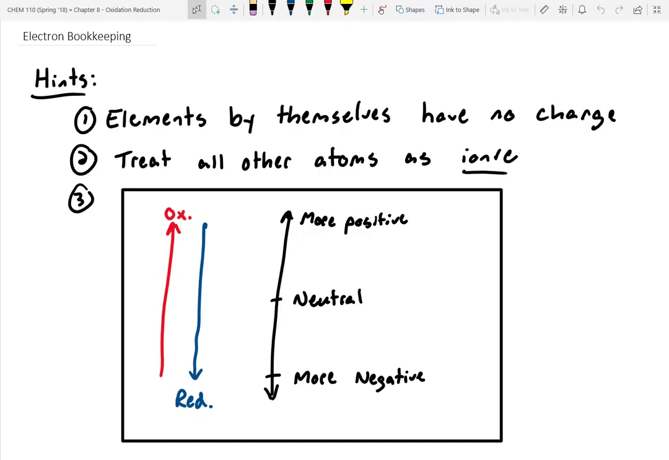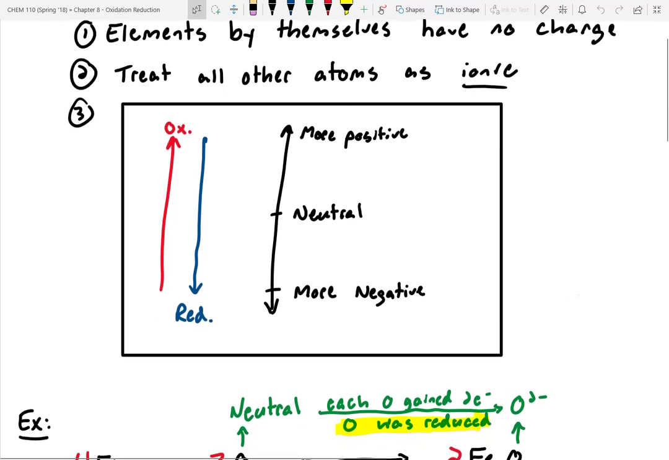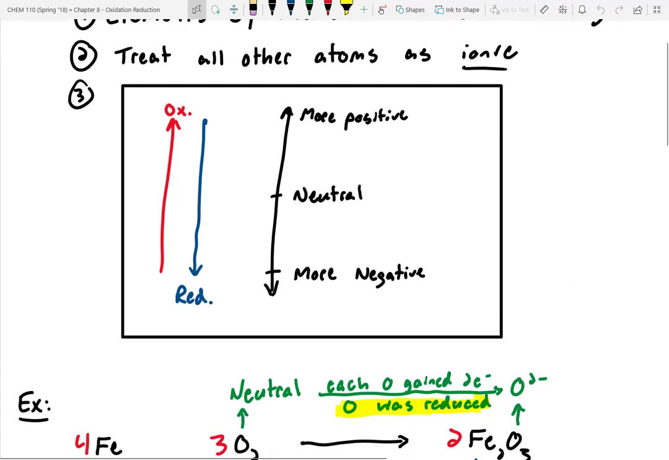All right, before we get going, let's do a little bit of review about what we talked about yesterday. I gave you a few hints when you're doing redox chemistry. The first thing is treat individual elements as neutral, including if you've got two of them. So for example, O2, we treat as a neutral atom. Any other atoms that you see, treat them as ionic. If you're going more positive, that means you're losing electrons and being oxidized. If you're getting more negative, that means you're going in the reduction direction.